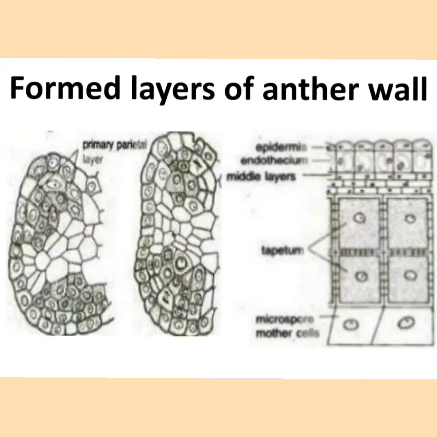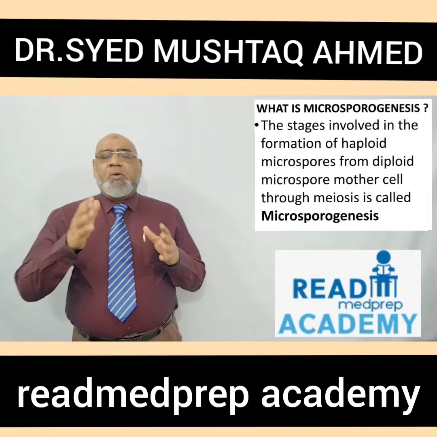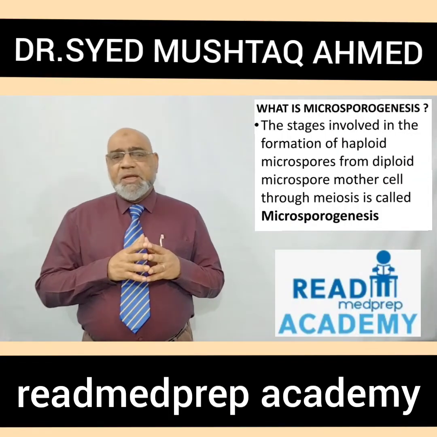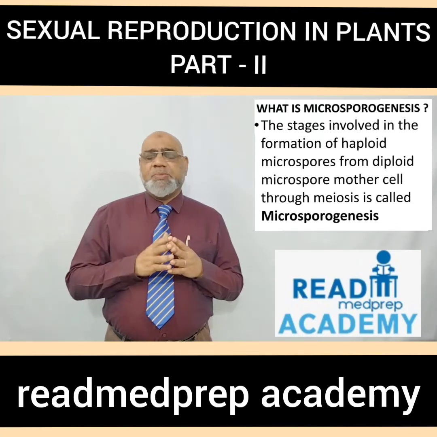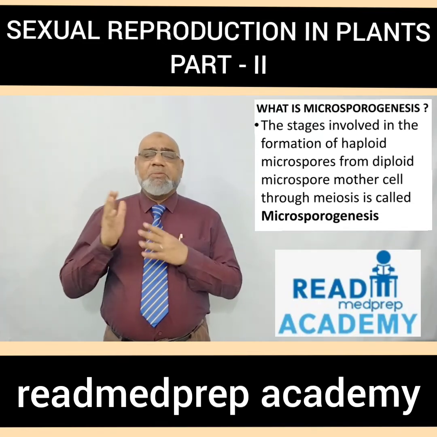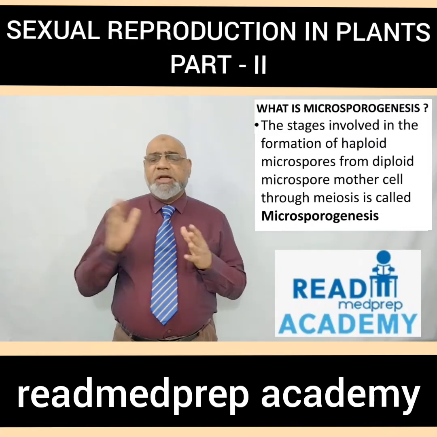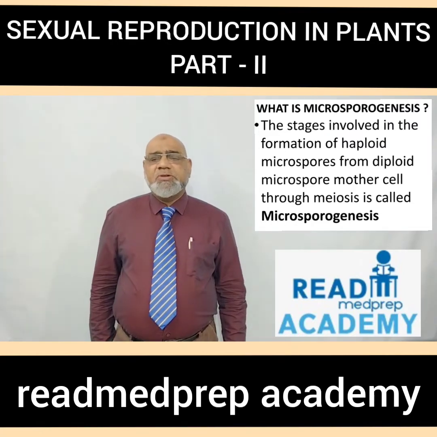The parietal cell layer divides below the epidermis and forms a single layer of the endothecium and 2 to 3 layers of the middle layer cells, and below the middle layer cells is the layer of the tapetum. What is microsporogenesis? The stages involved in the formation of the haploid microspores from the diploid microspore mother cell through meiotic divisions is called microsporogenesis.